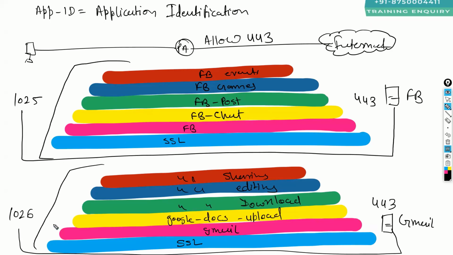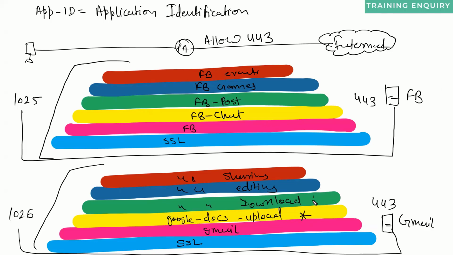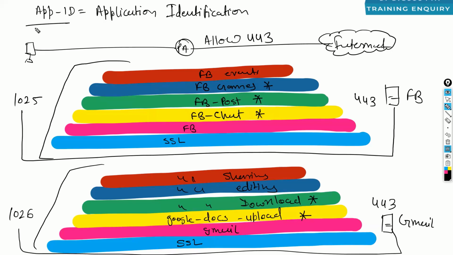Now, what I want is that the user should not be able to upload or download documents with the help of a Google Drive link. The user should not be able to do chatting, posting and games under or with the Facebook session. To obtain this, we need to use App-ID, which is called application identification.